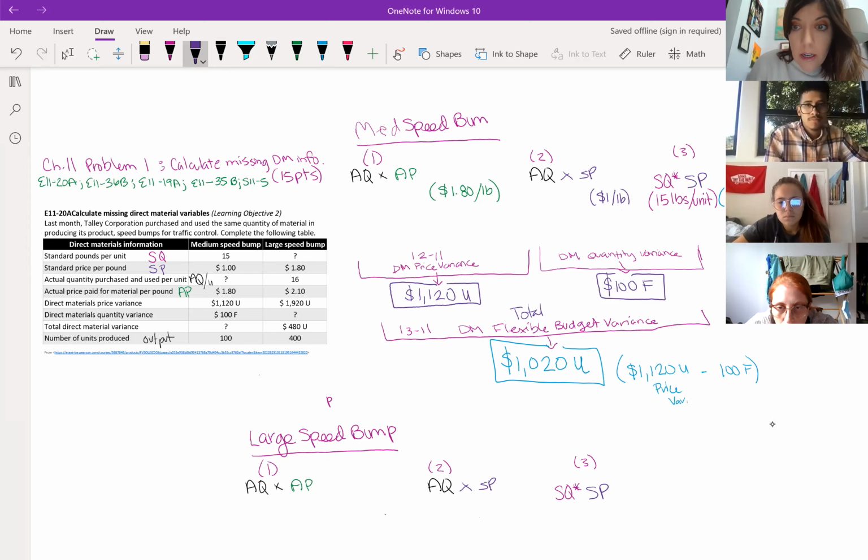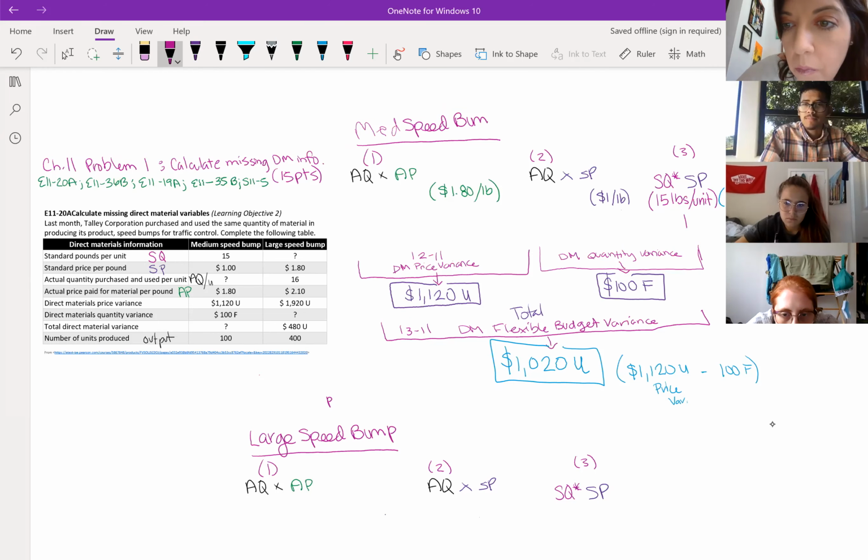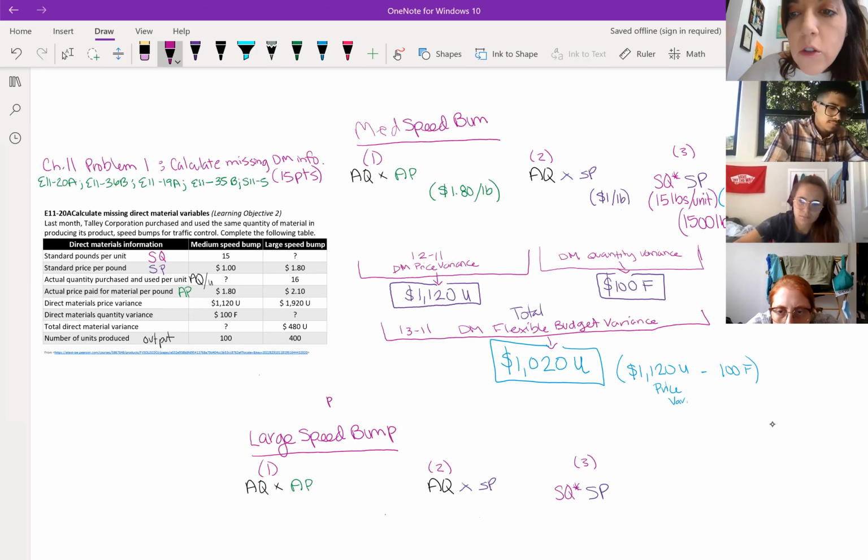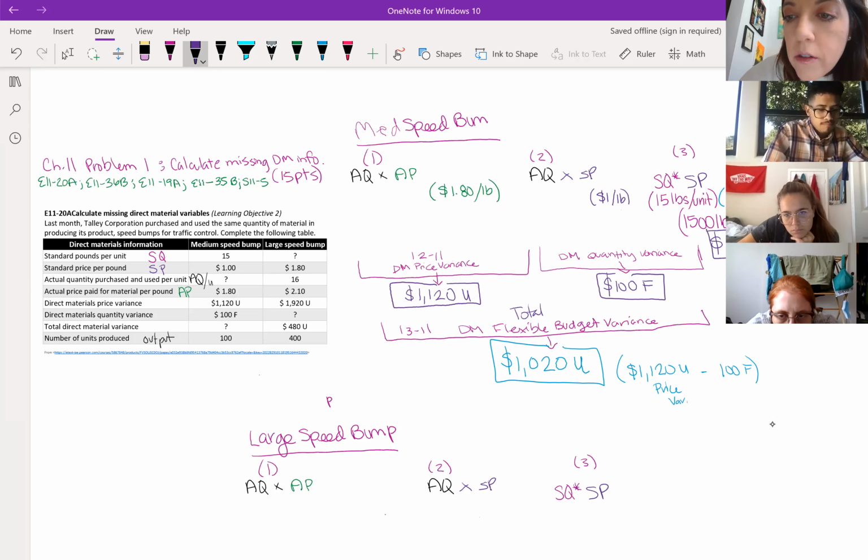We have enough to calculate standard quantity times the standard price. So 15 pounds per unit times 100 units gives us what? 1,500 pounds. Correct. Units is eliminated. So 1,500 pounds is how many pounds we should have used to produce 100 units, at $1 per pound. So $1,500 is how much they should have spent for direct materials, correct?